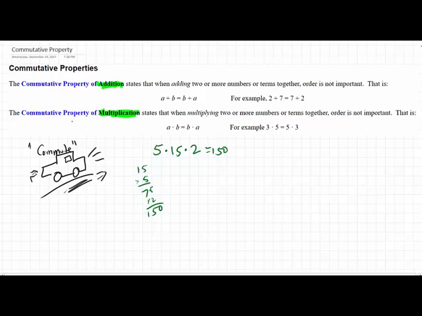Well, what we could use the commutative property for is, so let's rewrite 5 times 15 times 2. What we could do is, if we notice, we can multiply 5 times 2 first. So we could think of this as 5 times 2 times 15, and using the commutative property, now we know we could do 5 times 2 in our heads. 5 times 2 is just 10. 10 times 15, and we know the trick with multiplying by 10 or 100. So 10 times 15 is simply 150. So using the commutative property, it really saved us a lot of time.